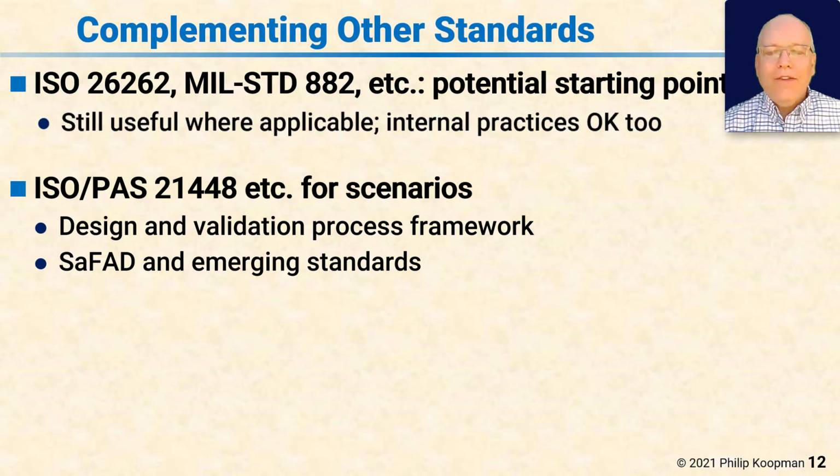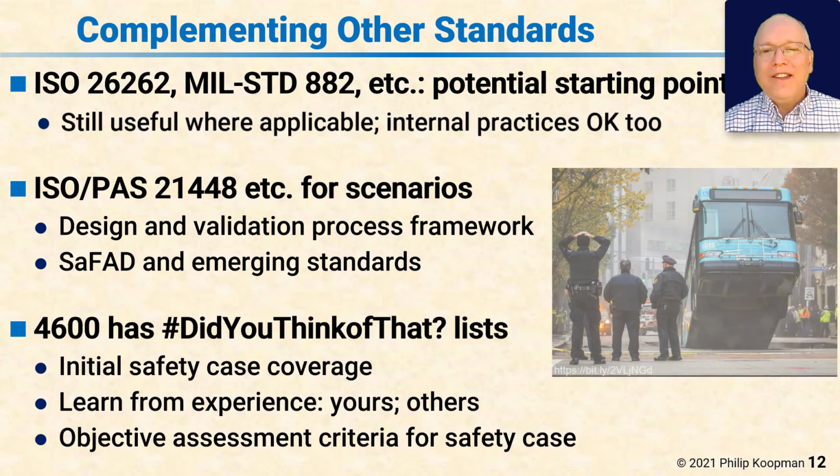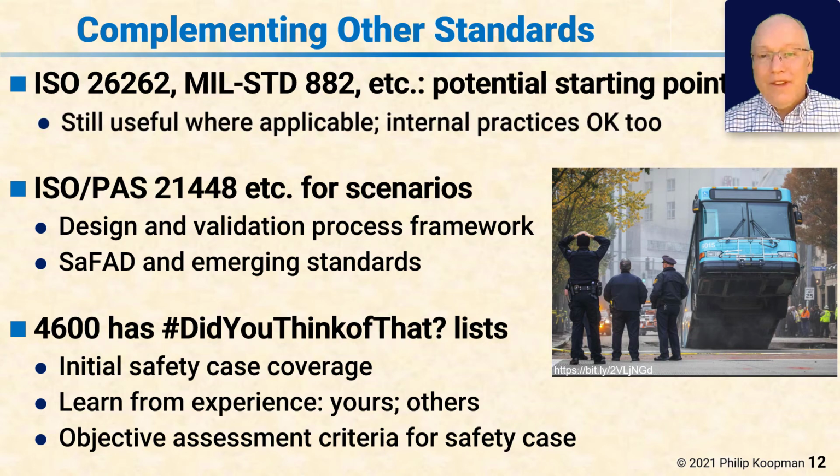But what's left out of those is the system-level approach for knowing that things are handled. As a simple example, 26262 will say do a hazard analysis, but it doesn't tell you what hazards you probably need to mitigate, whereas 4600 has extensive lists of did-you-think-of-that types of things.